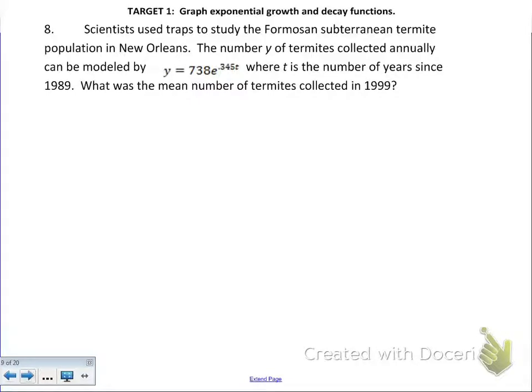Okay, next one is a word problem. Scientists use traps to study the Formosan subterranean termite population in New Orleans. The number y of termites collected annually can be modeled by y equals 738e to the 0.345t, where t is the number of years since 1989. What was the mean number of termites collected in 1999? Okay, give this one a try. I'll be back in a moment.